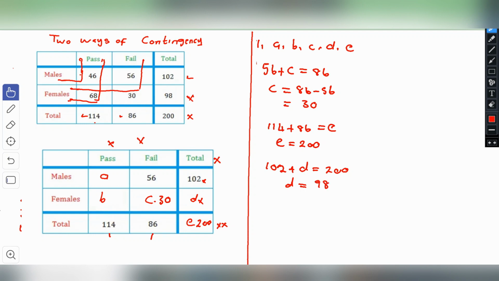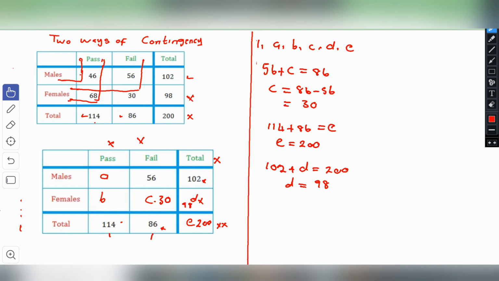And you can also prove it. How do you prove it? You're going to say 102 plus 98, you must get 200. And you can also prove it by saying 200 minus 86, you must get 140. Otherwise you can see that you made mistakes somewhere. So now we have D, which is 98.